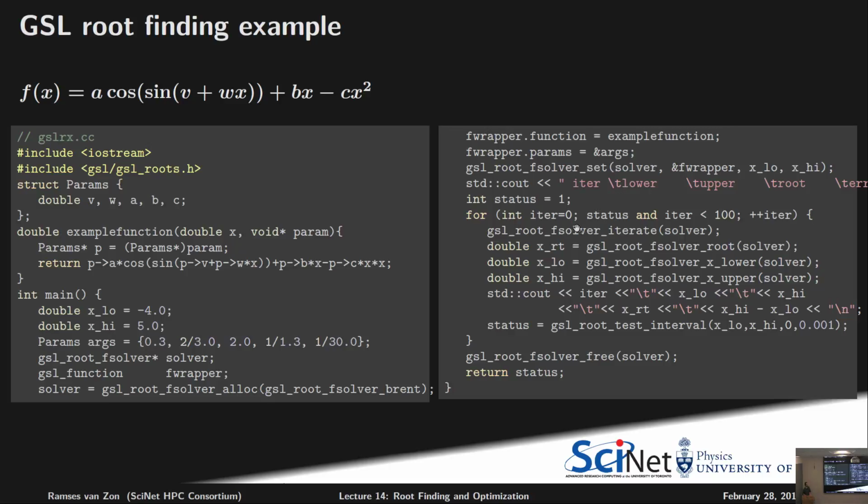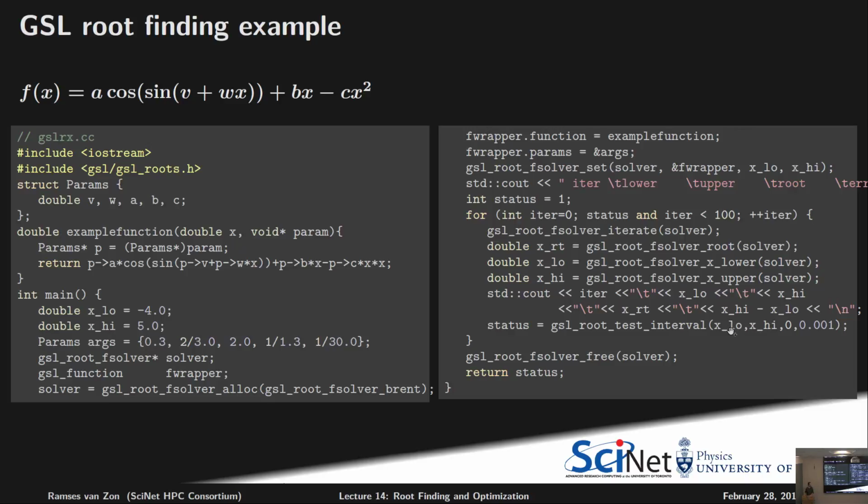And what we'll do next is take these iterations, take these steps. And in each step, we will iterate the solver. It does one step to get closer. And then I'll ask the solver, okay, what is your current best estimate for the root? What is your current lower bound, your current upper bound? And then there's a function to test whether that interval is small enough. So that's what this test does here.